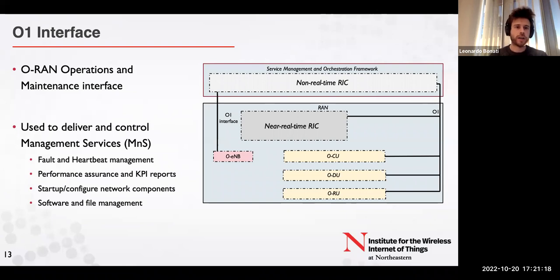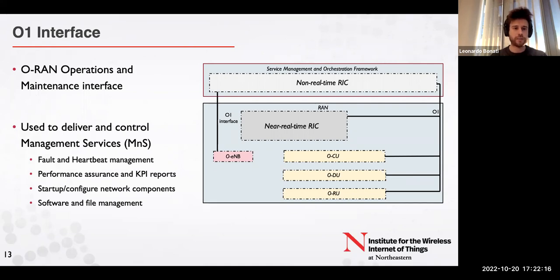Then we have the O1 interface, which connects the non-real-time RIC to the remaining components of the network. This interface is used to carry out some maintenance operations and to deliver some control and management services to our RAN and RIC components. For example, some of these services can be the fault management service or heartbeat management, where heartbeat is a signal that the RAN and RIC components transmit to let the non-real-time RIC know that they are still running. We can have some performance assurance and reporting of key performance indicators. For instance, some metric reports from the various components to the non-real-time RIC through the O1 interface.